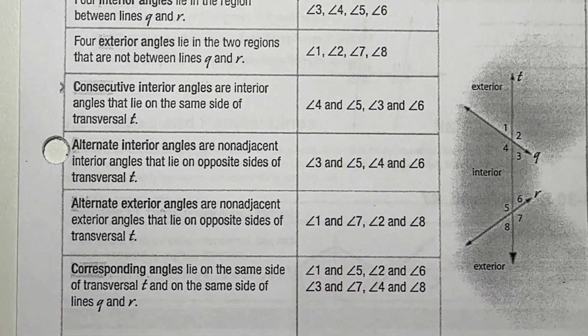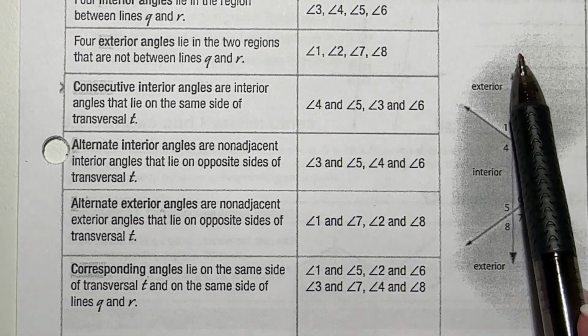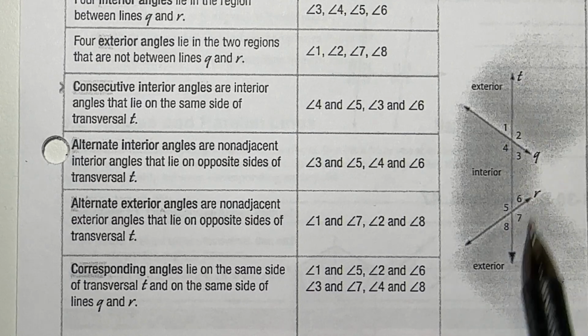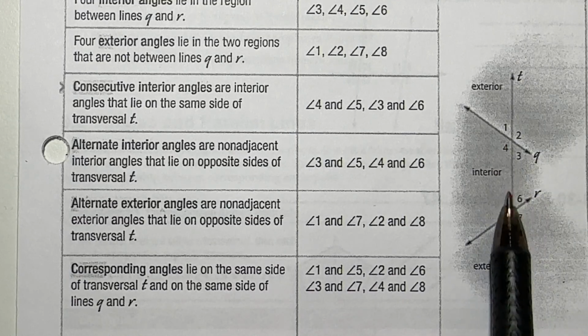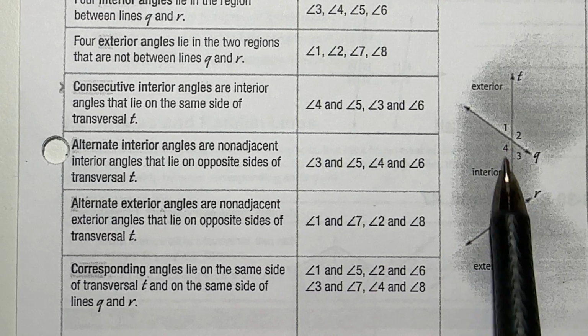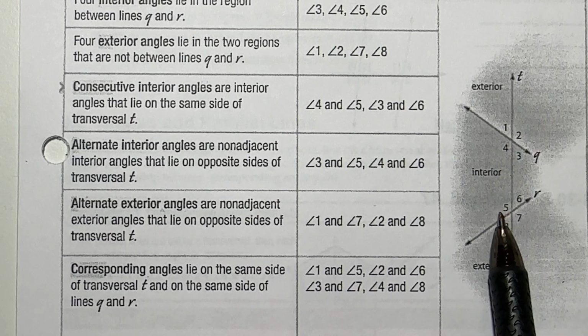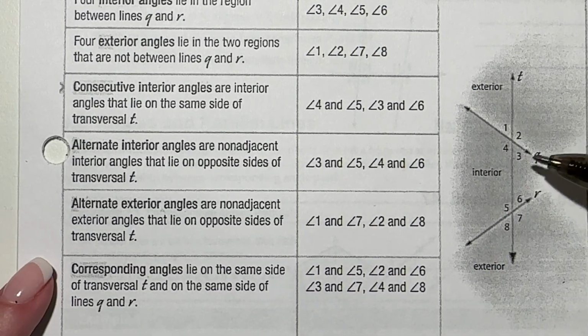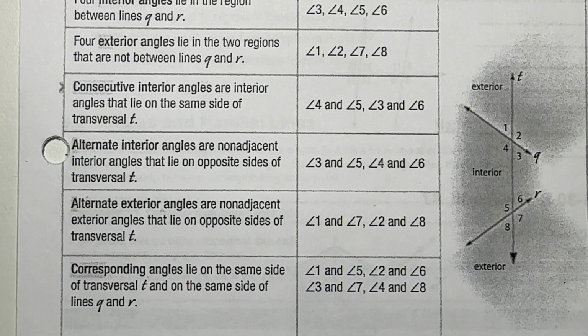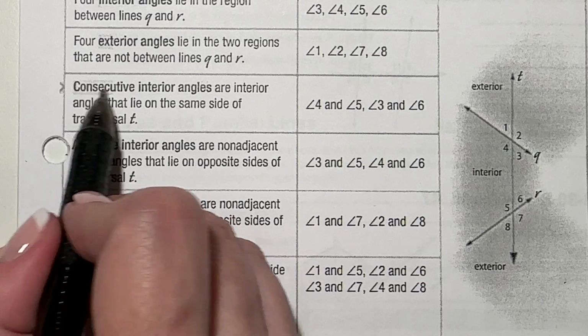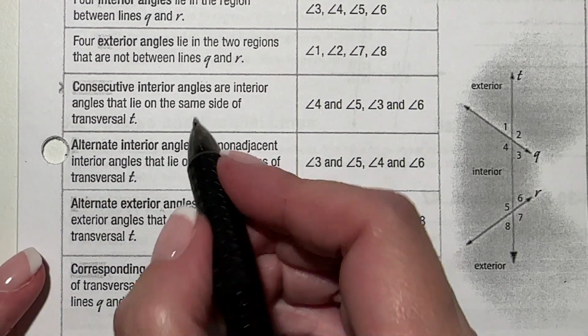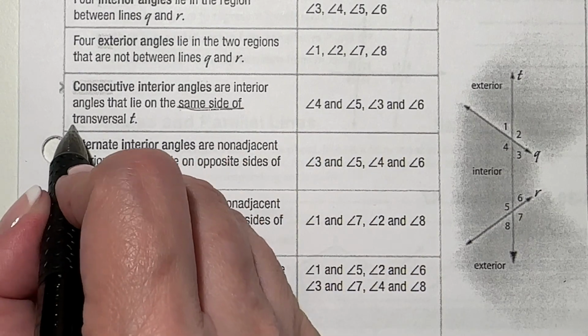Now let's talk about consecutive interior. So consecutive means in a row. So you'll go to one side of what's called the transversal, T for transversal. 5 and 4, these two are on the same side of the transversal, so they're called consecutive, and they're both between the lines, so consecutive interior. On the other side of the transversal, we have 3 and 6. Both of those are in between the two lines, but on the same side. So with consecutive, you need to think about same side of the transversal. See, it says same side of transversal T.